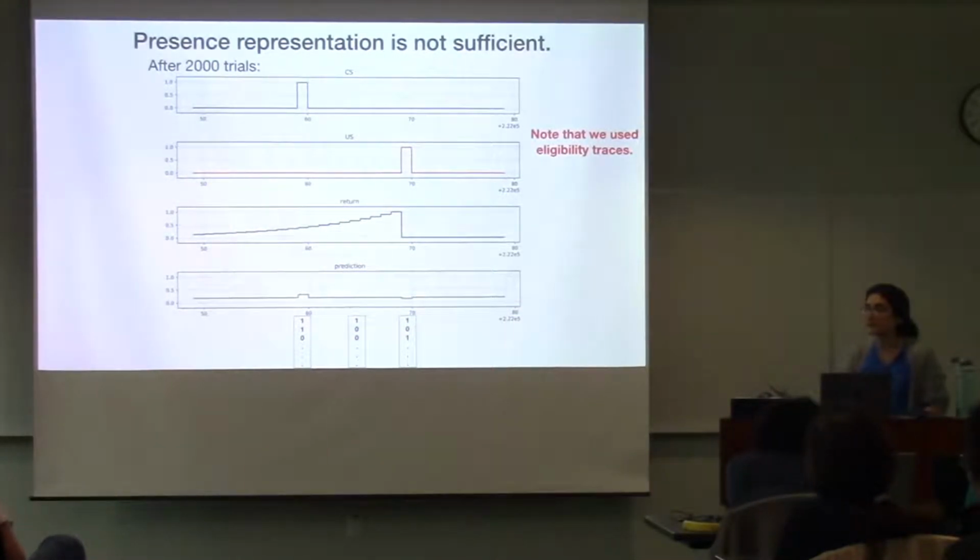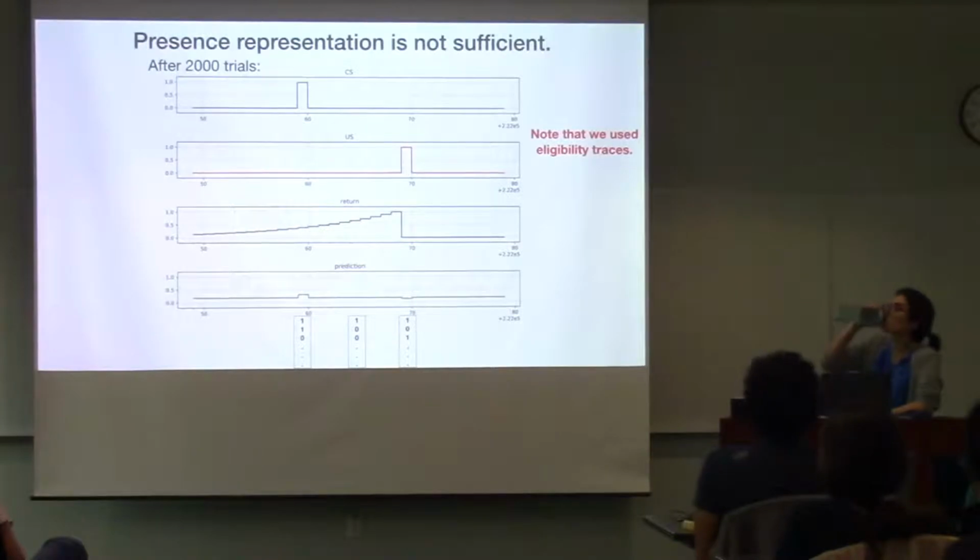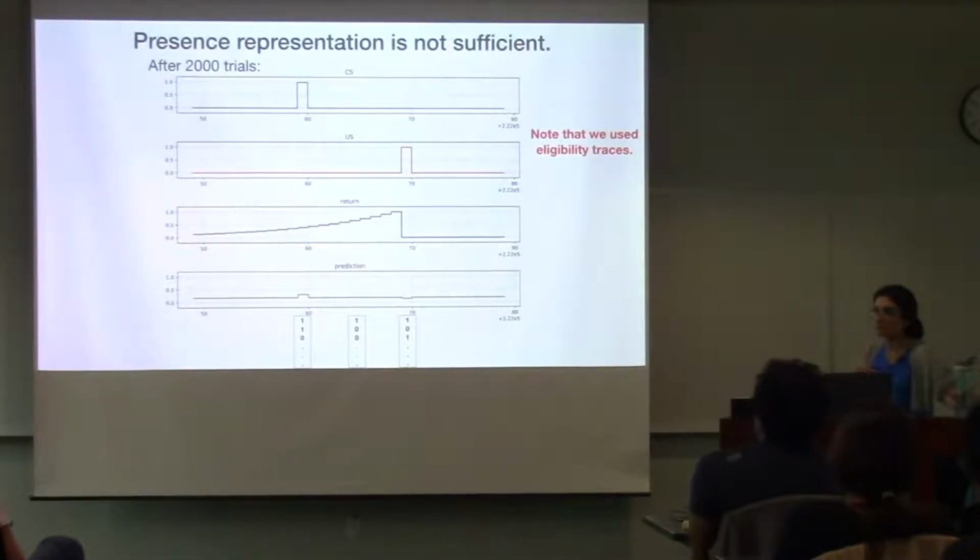The return is sometimes called the ideal prediction. We'd like our prediction to look like the return, and it doesn't look like it so far. So that's not good.